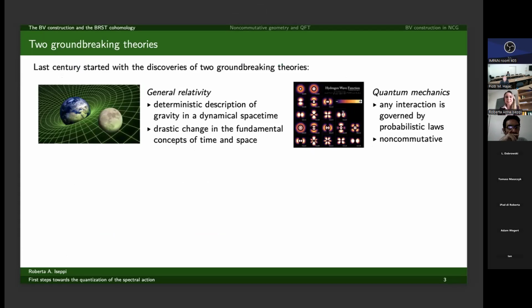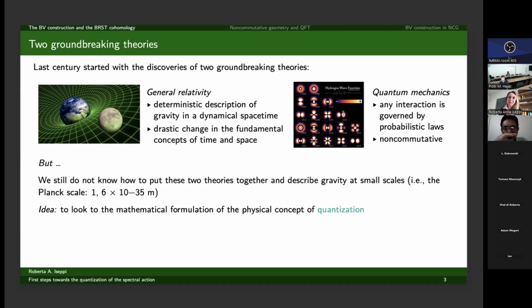Where are we? The idea is that the last century started with two big groundbreaking theories, general relativity on one side and quantum mechanics on the other. And if one looks at them, they are really so different from each other, in the sense that general relativity gives a deterministic description of gravity in a dynamical space-time and really forces us to change our idea of what time and space mean. The revolution that quantum mechanics posed was the introduction of two important concepts. The idea that when we look at nature at the atomic and subatomic level, it is governed by probabilistic laws, so there is no determinism anymore. And the second ingredient is non-commutativity.